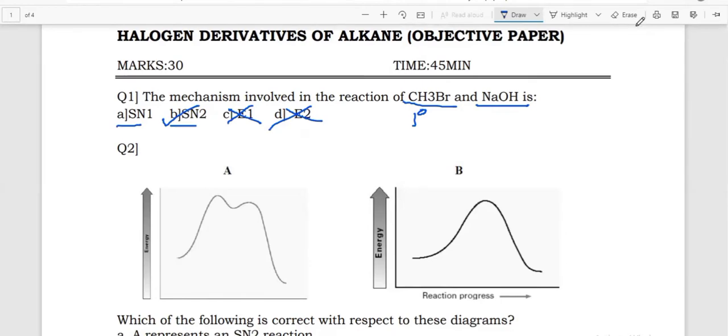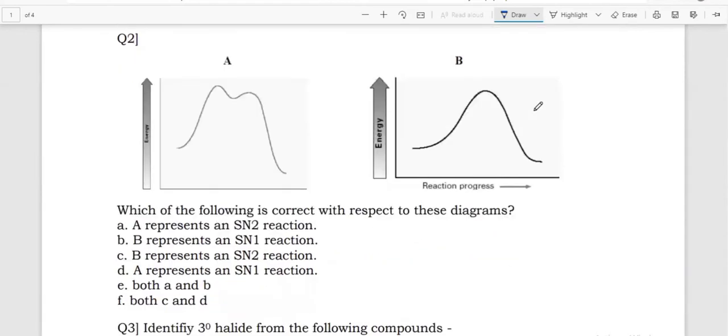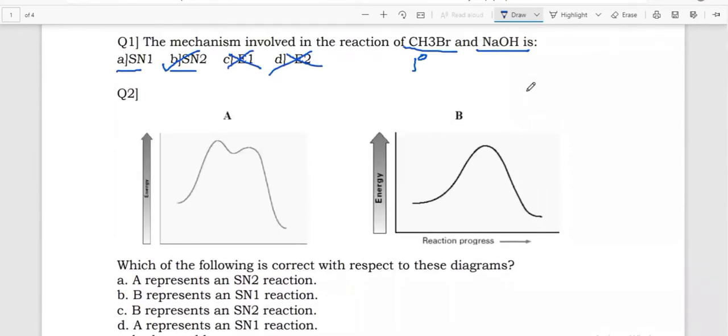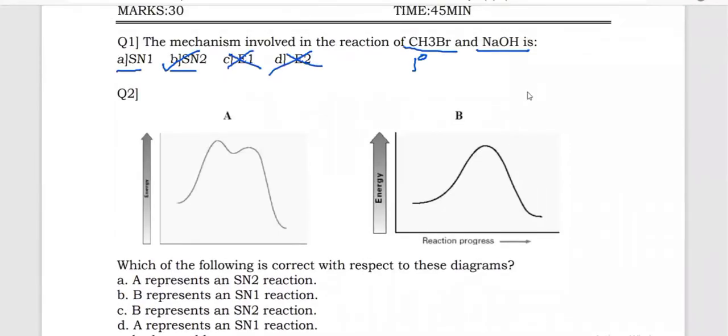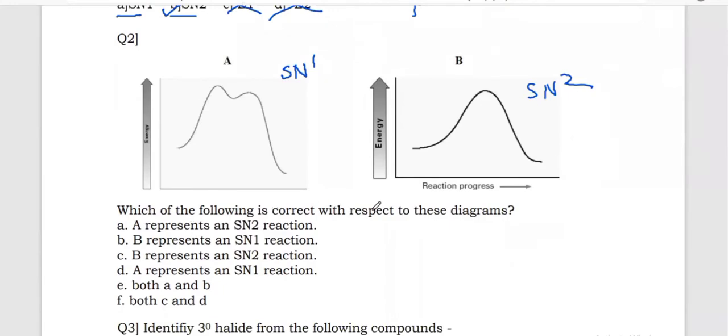Now question 2, the given diagram here. We know that the first diagram represents the SN1 mechanism, right? And the second diagram represents the SN2 mechanism. So we have to choose the correct option here. Which of the following is correct with respect to these diagrams?